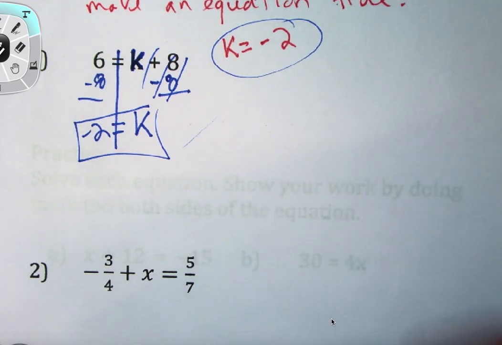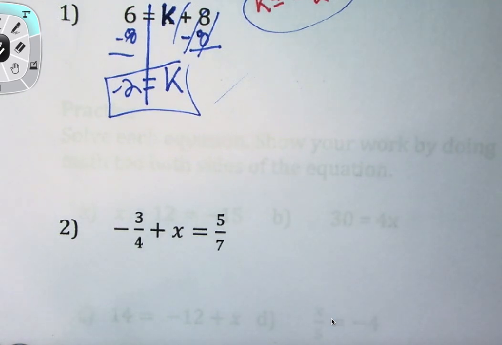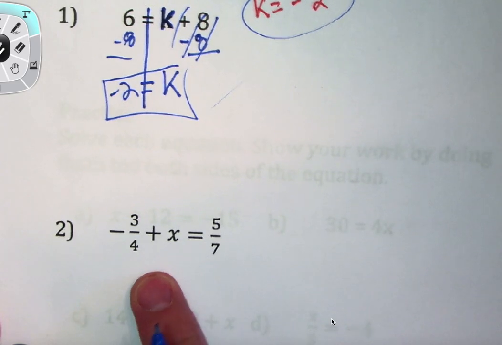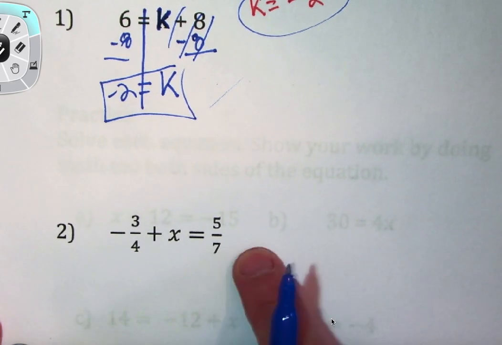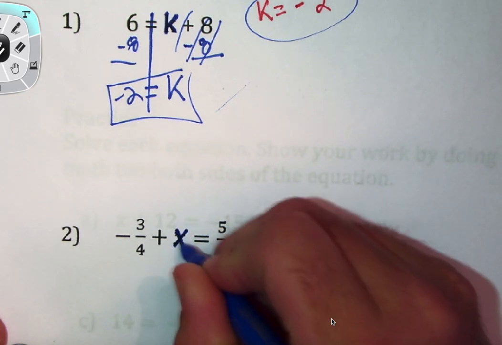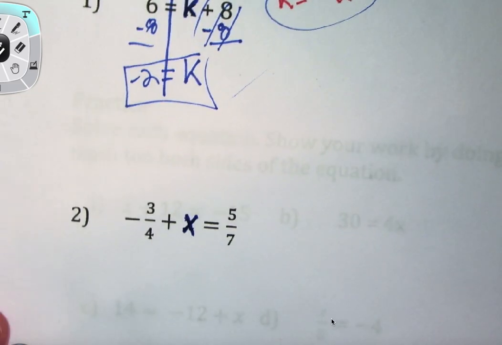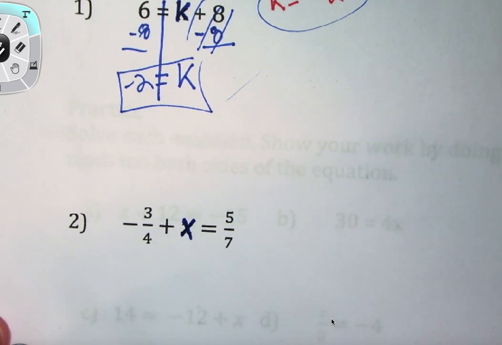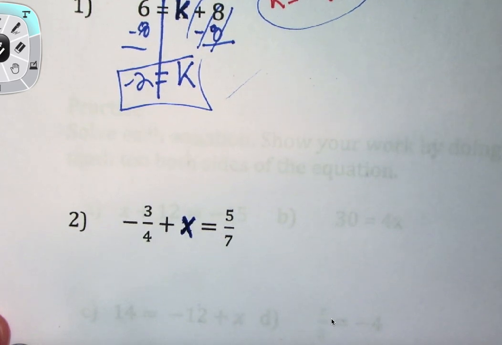So today we're either going to add, subtract, multiply, or divide to solve equations. It's our first lesson rethinking solving equations. So we want to solve this for x, find out what makes this true. And I guess you could guess, negative 3/4 plus what equals 5/7? It's tricky. Maybe on purpose, right?